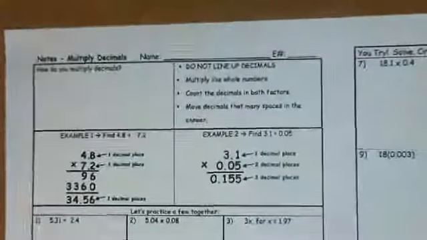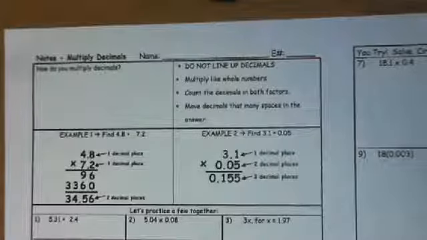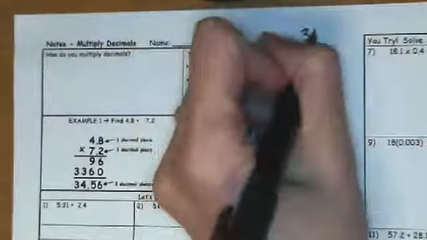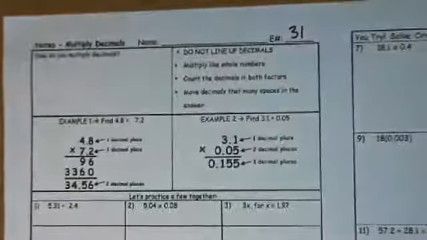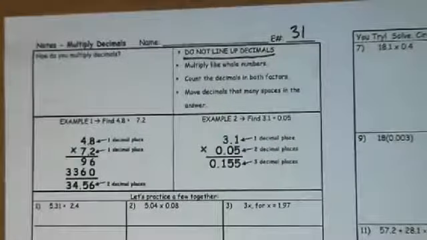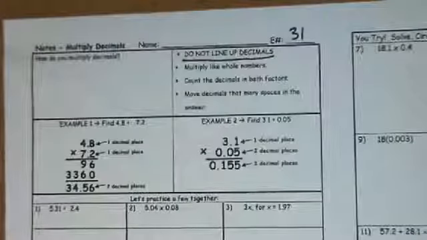Okay, so today we're going to be talking about multiplying decimals. And this should be on page 31 in your notebook. Okay, so how do we multiply decimals? First of all, we do not line up the decimals. In adding and subtracting we line up the decimals, but in multiplying we do not line up the decimals. We're going to multiply like whole numbers.